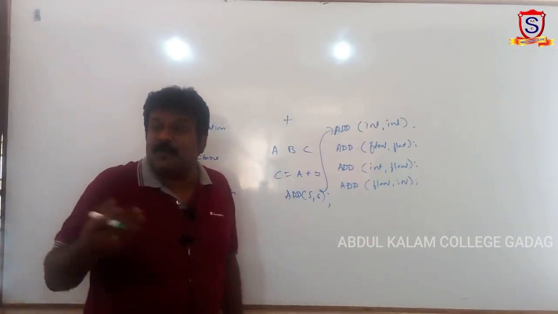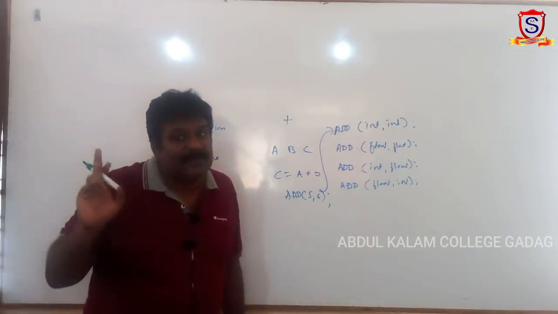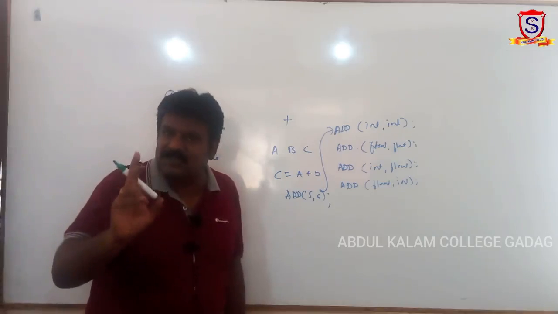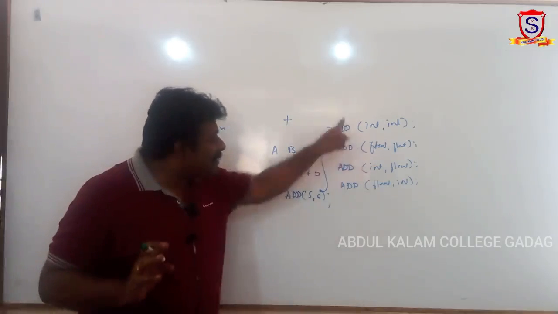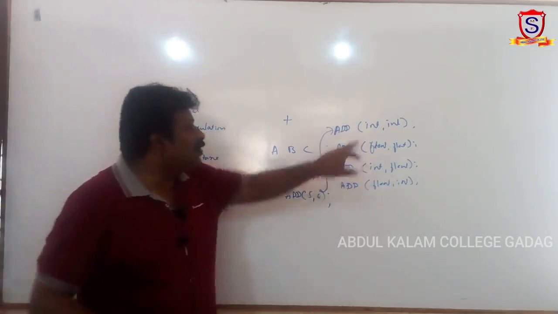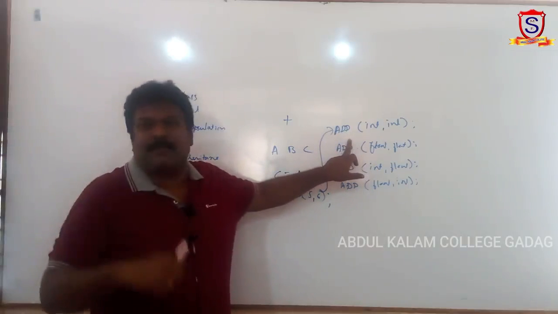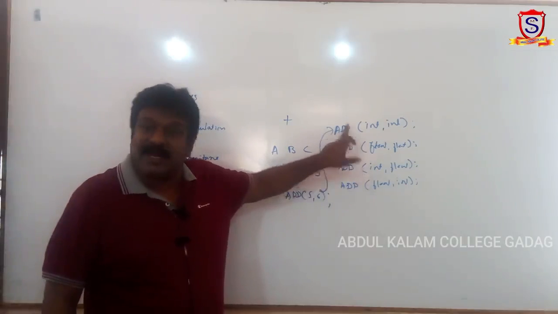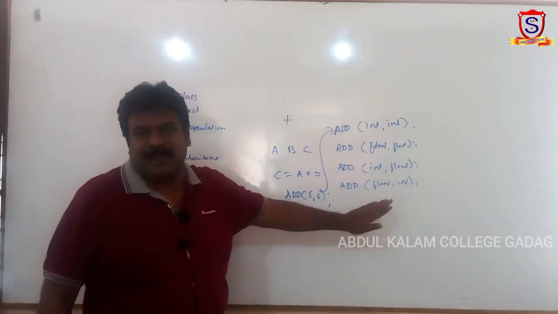Why is it called function overloading? Because there are multiple functions with the same name but with a different argument list. Please remember this. Understood? You can give the same name, but you can't have the same argument list. For example, it is not possible for me to declare one more function over here which takes 2 integer type values. No, it is not possible. You can give the same name, but the argument list must be different.